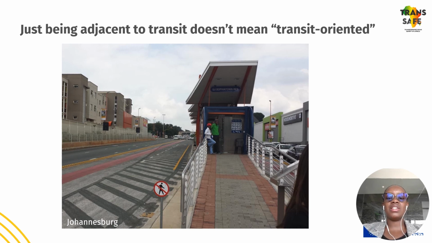However, the fact that you're adjacent to transit doesn't mean that it is transit oriented. This is a good example in Johannesburg, where we have a huge residential development right next to a BRT corridor, and in fact right next to one of the stations in that corridor. But when you look at how the infrastructure has been done, it does not allow residents in that area to cross the road to the BRT station. So this is adjacent to transit, but it is not transit oriented.